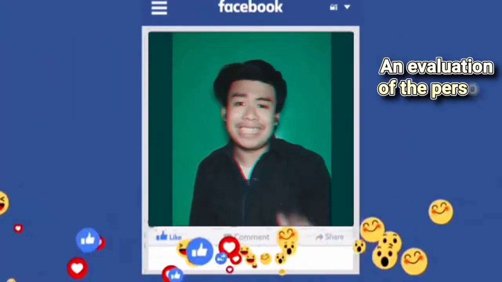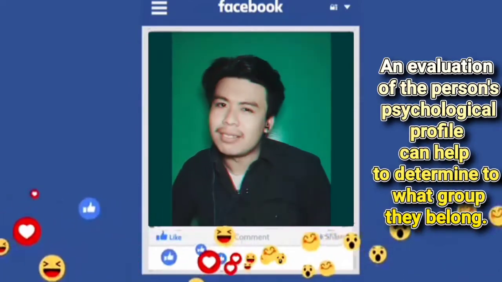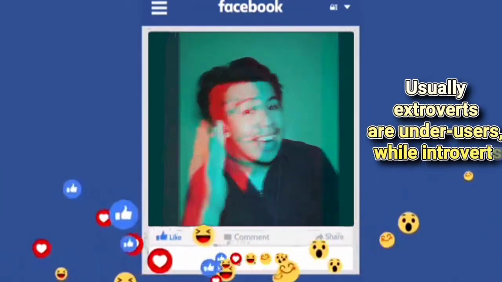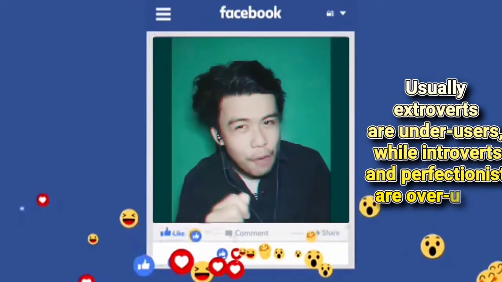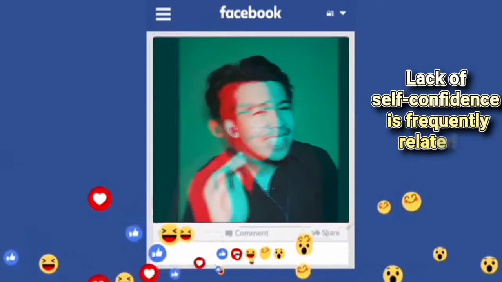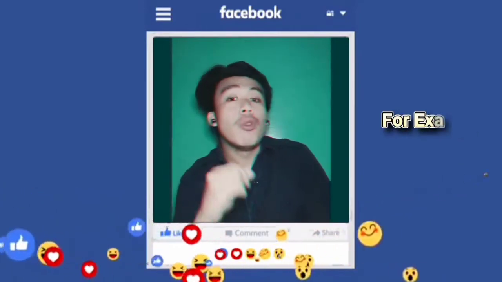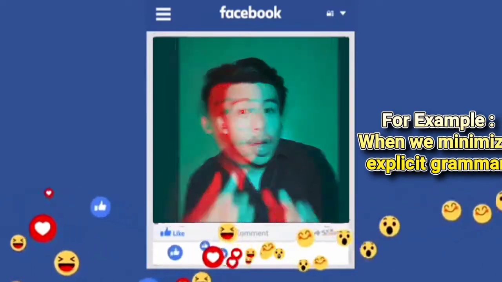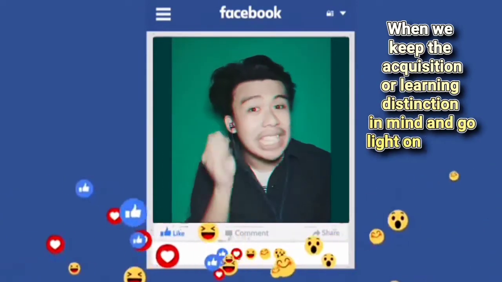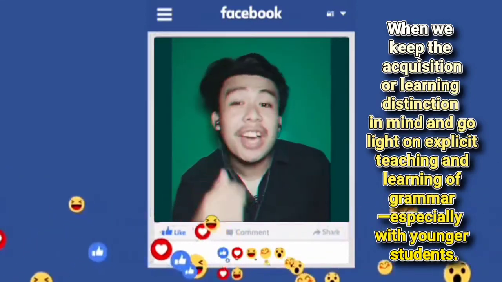An evaluation of the person's psychological profile can help to determine which group they belong to. Usually, extroverts are underusers, while introverts and perfectionists are overusers. Lack of self-confidence is frequently related to the overuse of the monitor. Let's just say, for example, we minimize explicit grammar, keep the acquisition-learning distinction in mind, and go light on explicit teaching and learning of grammar, especially with younger students.